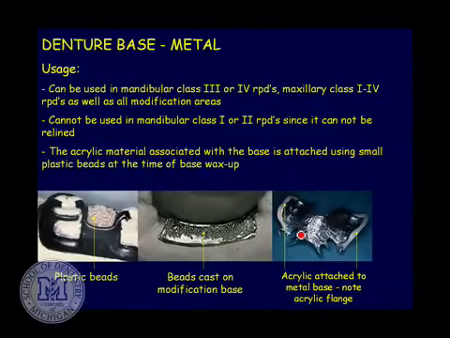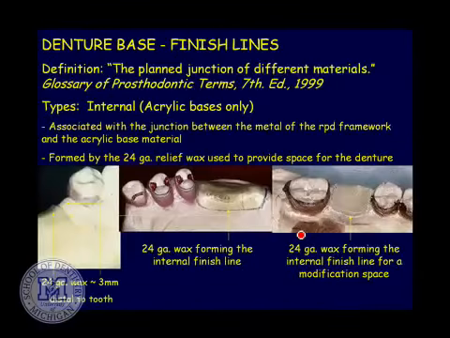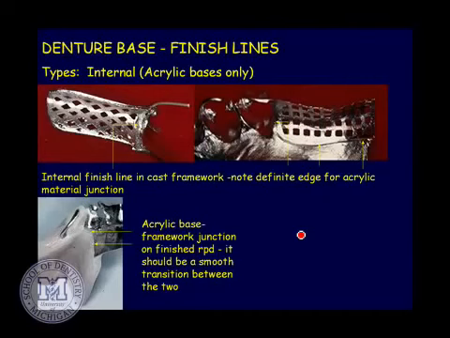We're going to have internal and external finish lines on these bases. It's a crisp area created in the chrome cobalt casting so that when the plastic is processed on here, the plastic has a clean place to finish. So you're going to have a thickness of plastic that's going to come to here. Then where the plastic stops and the metal begins, you have a nice clean break between the plastic and the metal.